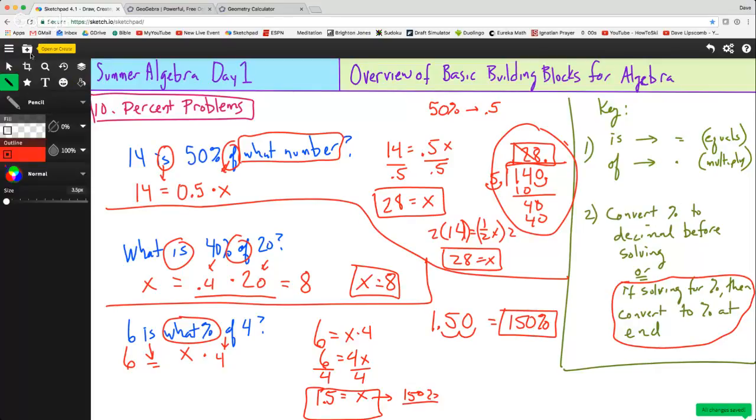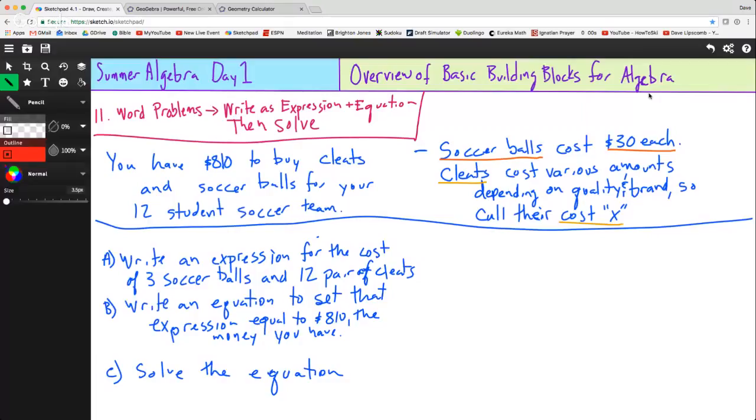All right, we're down to the last topic. Oh my goodness, these were a lot of topics. Again, practice makes perfect, but we're going to take word problems and write them as expressions and equations and then solve. We have to be able to take words and convert them into math.